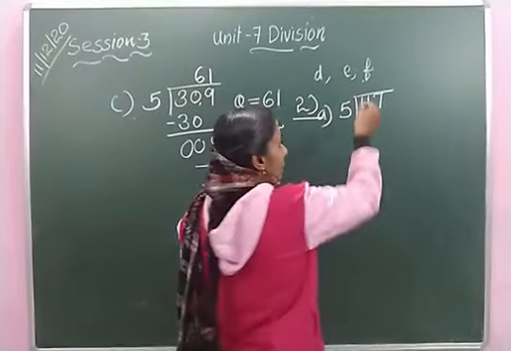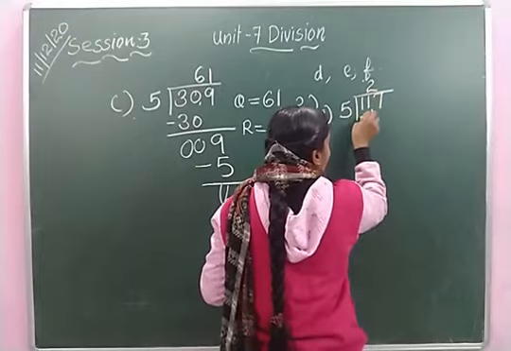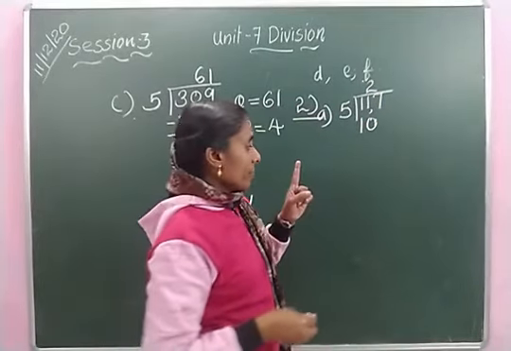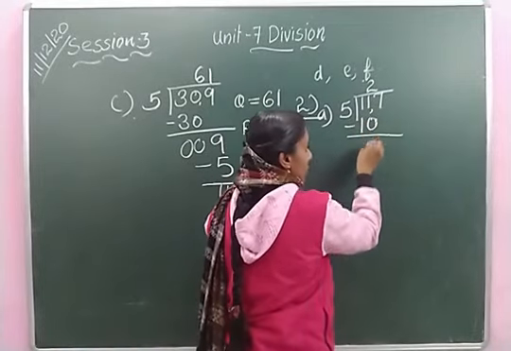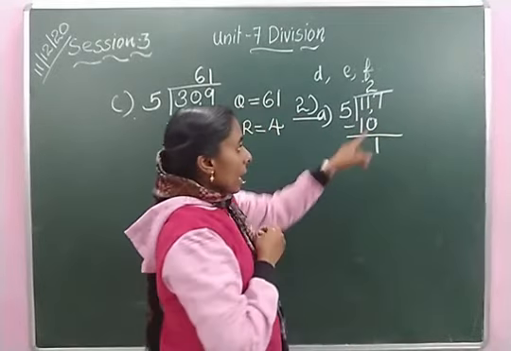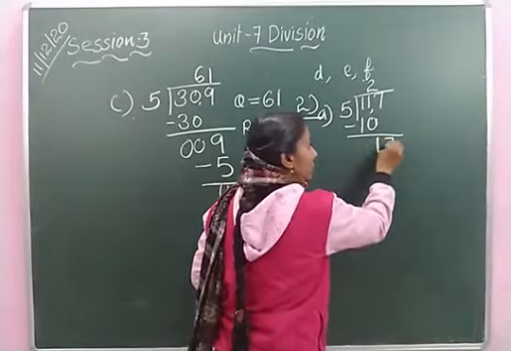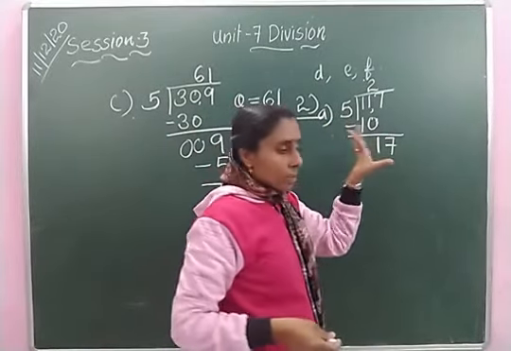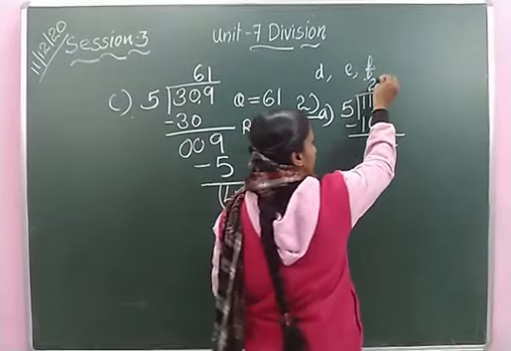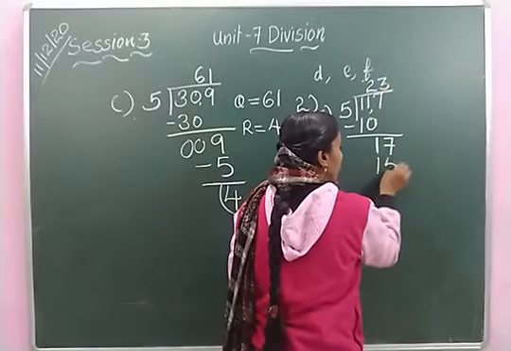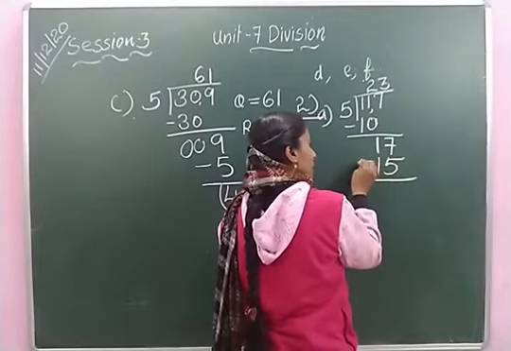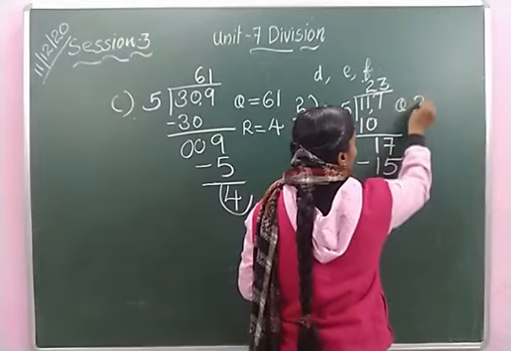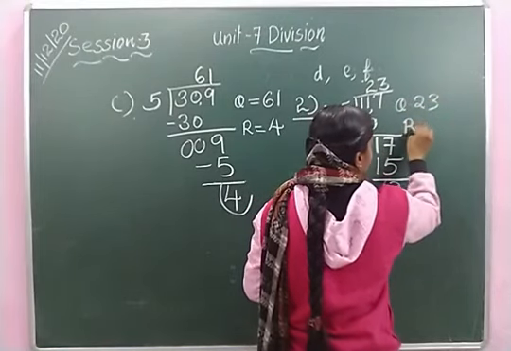Okay. So what number can we write here? 2. 5 2s are 10. Next, subtraction. 11 minus 10 is equal to 1. And 7 comes down. How many times can we take 5 from 17? 3 times. 5 3s are 15. 17 minus 15 is equal to 2. Here, quotient is 23 and remainder is 2.